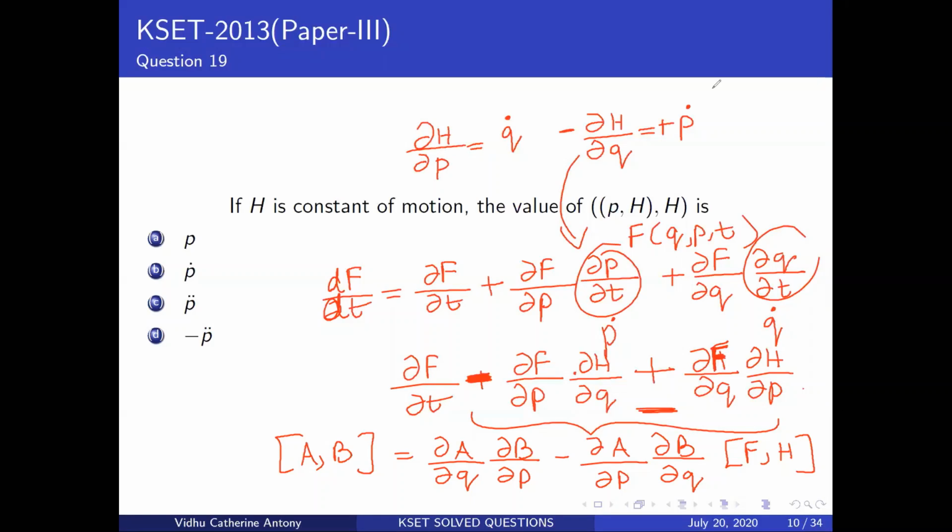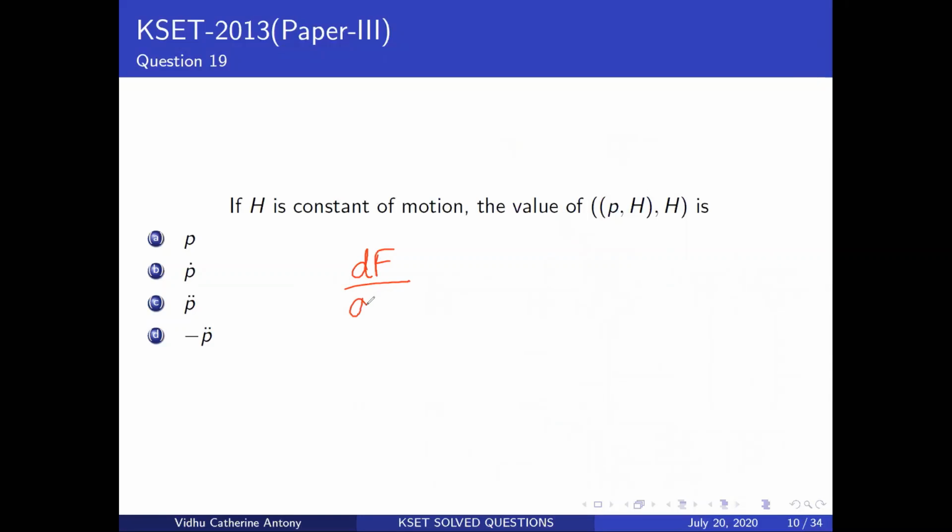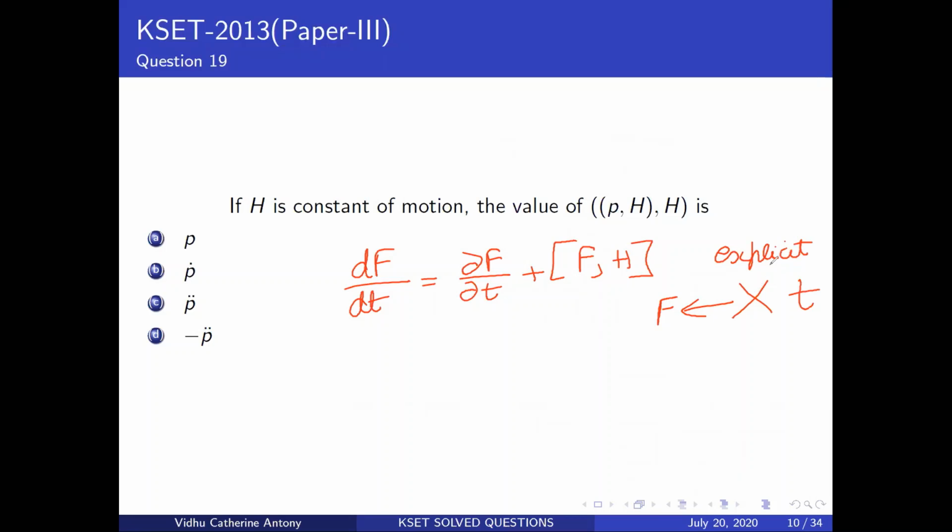So let's just look at what your df/dt looks like right now. You have something like this plus an {f, H}. Now, if your f is not explicitly dependent on time, okay, there's no explicit time dependence, then I can write df/dt is equal to {f, H}. So that's basically like writing f dot is equal to {f, H}, right?